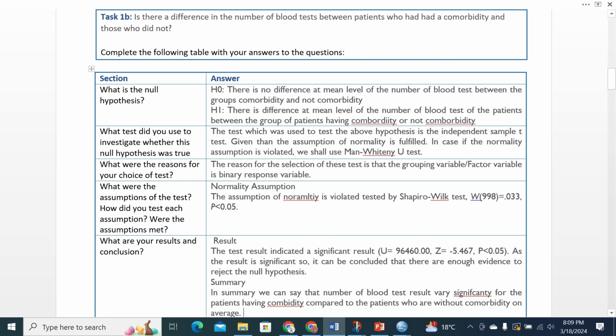So this is how we complete the assignment. And what is the meaning of every statistic?